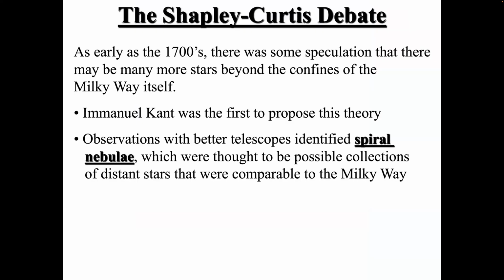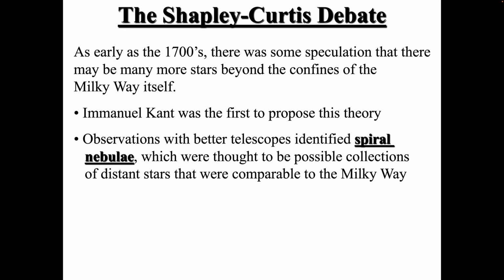However, in the early 1700s, there was a speculation that there may be many more stars beyond the confines of the Milky Way itself, right? Initially, what they thought was that the Milky Way is the universe and everything is inside it. And later, this speculation comes that there may be some other stars beyond our Milky Way, right? And there are two astronomers, or two observers basically, involved in this idea in two different ways.